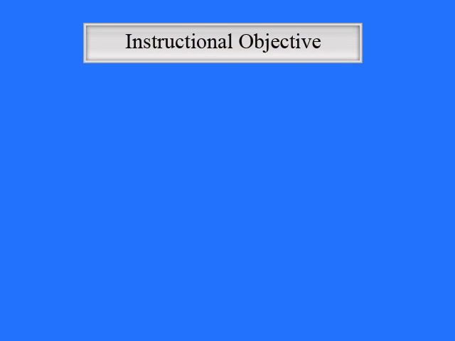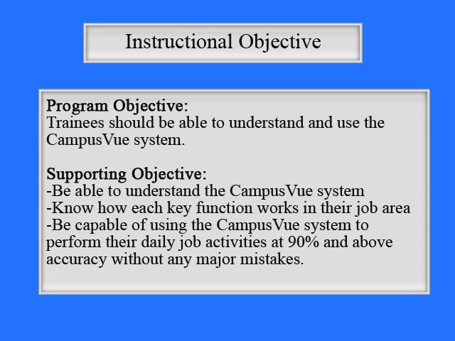Program objective. Trainees should be able to understand and use the CampusVue system. Supporting objective. At the end of this program, the trainees will be able to understand the CampusVue system and know each key function at their own job area. Trainees should be capable of using the CampusVue system to perform their daily job activities at 90% and above accuracy without any major mistakes.